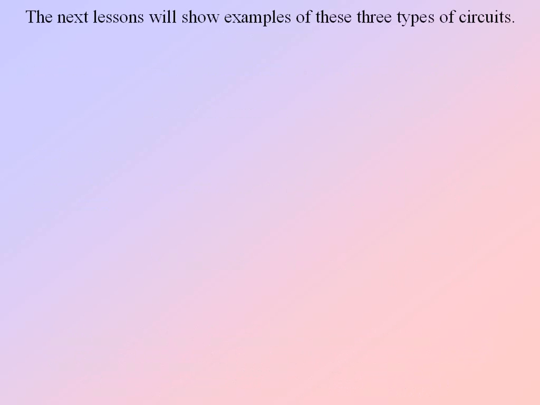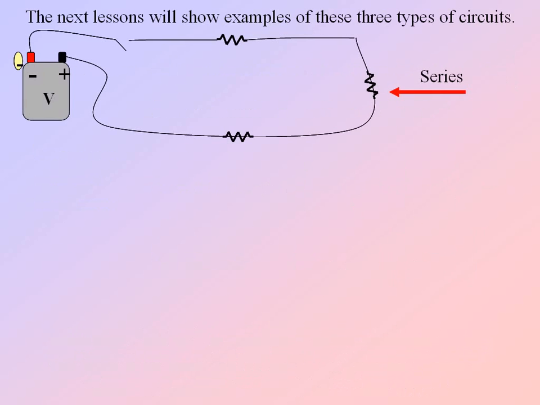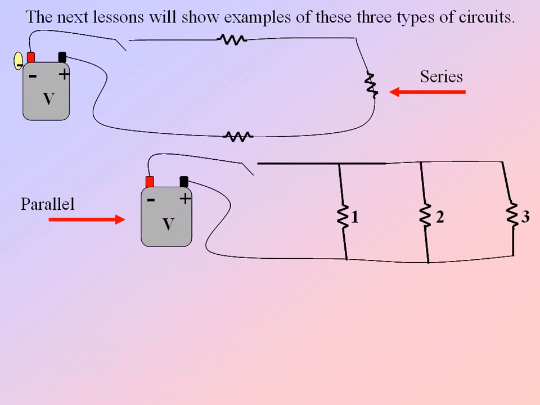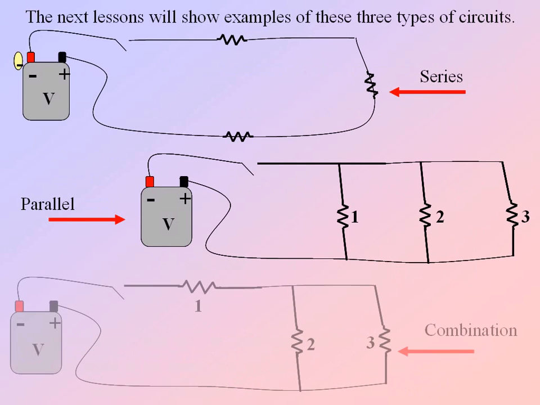The next lesson will show examples of these three types of circuits: a simple series circuit, a parallel circuit, and a combination circuit.